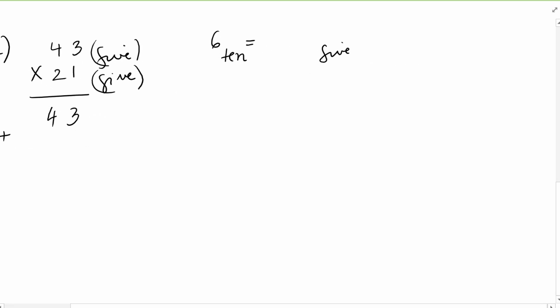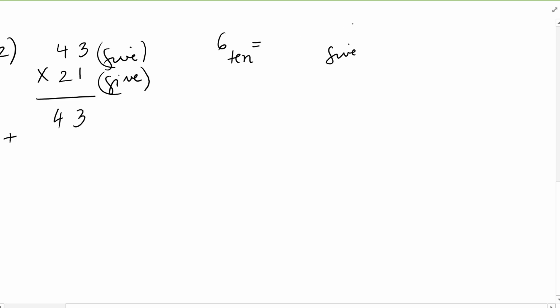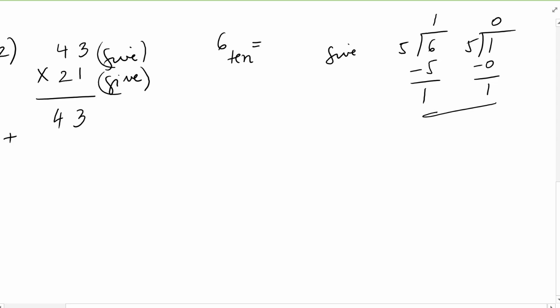So we divide 6 by 5 and we get 1. 1 times 5, it's 5. Subtract, 1. 1 divided by 5, it's 0. And that gives us 1. So the remainders are 1, 1. So now we are at 2 times 3, which is 11. So we put 1 and we'll move over 1. Now 2 times 4 is 8, plus 1 is 9.